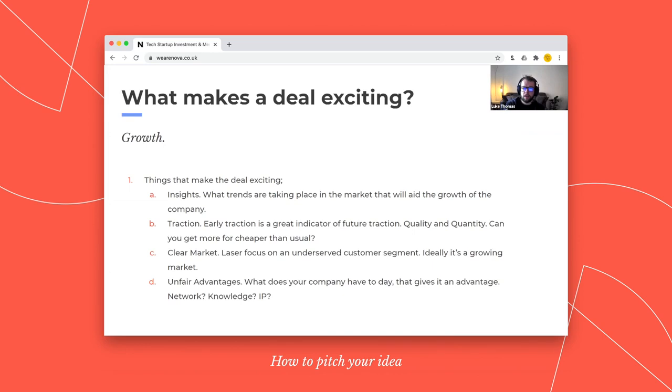So these are the things that once you've explained what the idea is, this is what will get us excited. What's your insight? How much traction have you got? How clear is the market you have in mind? And can you show us that it's growing? And what advantages do you possess or the company possesses that will help us grow faster than the competitors?